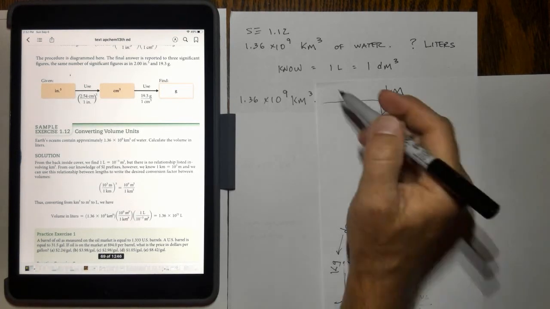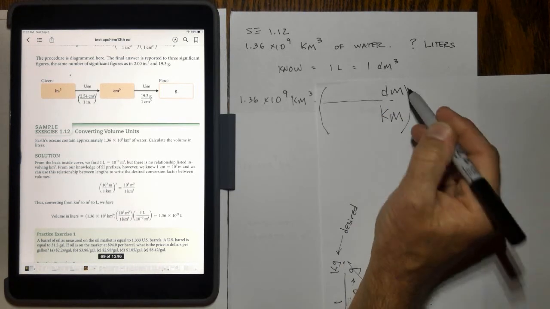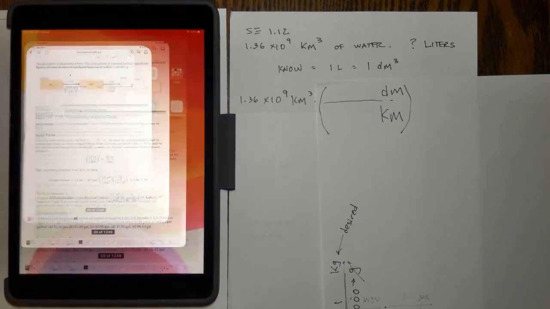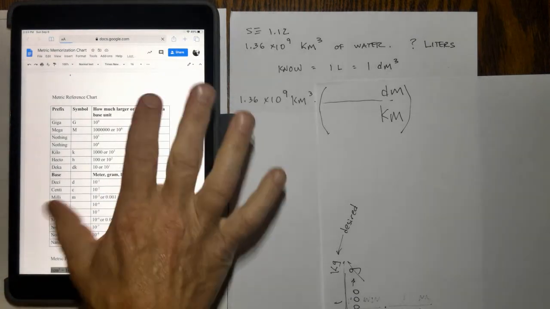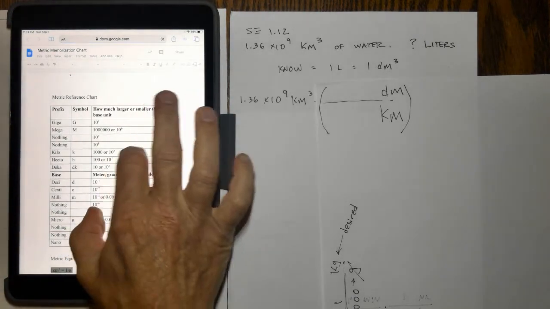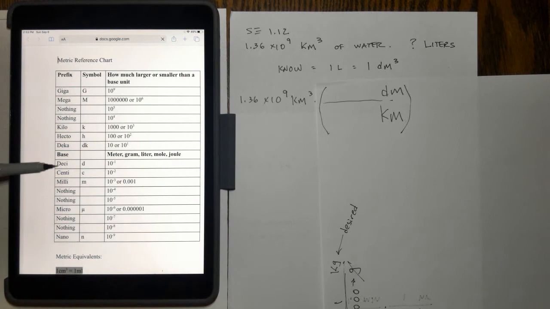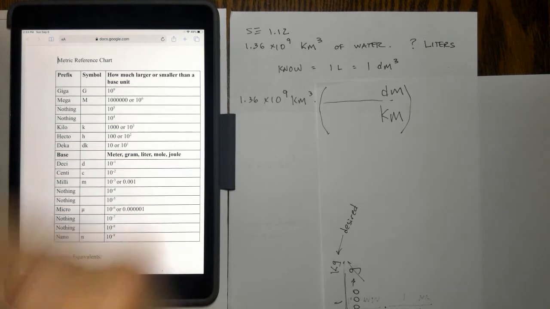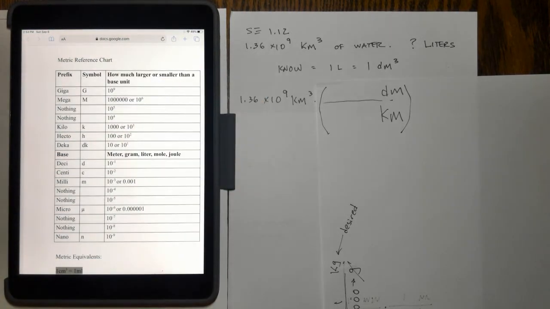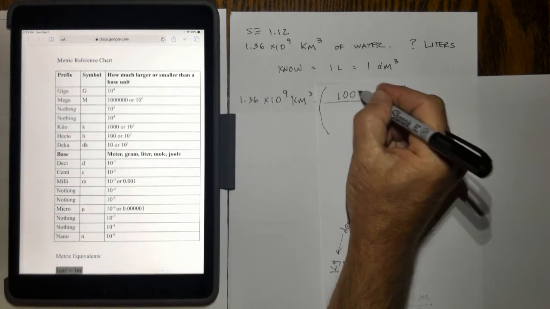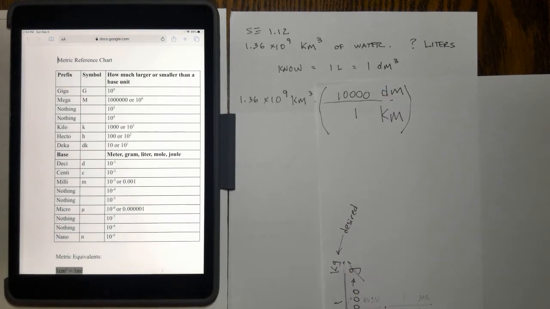And now, before we go any further, we want to figure out how many decimeters there are in a kilometer. And if you're not sure about that, go back to your metric reference chart right here, and you can see that deci is right here, and kilo is right up here. And for each step, multiply by 10, 10, 100, 1,000, 10,000. There's 10,000 of the smaller unit down here in the larger unit up here. So there's 10,000 of these small little guys in one of these big kilometers right here.